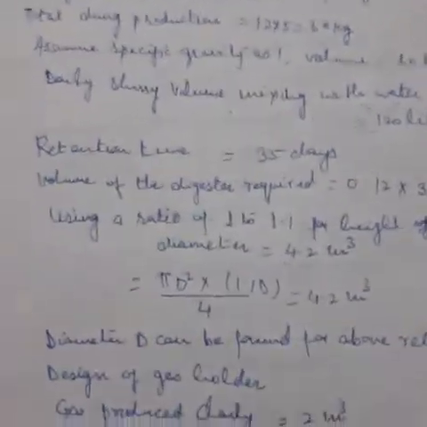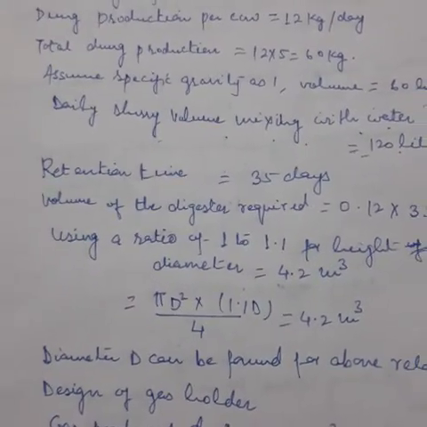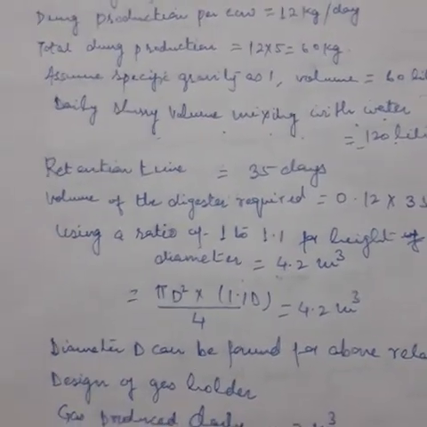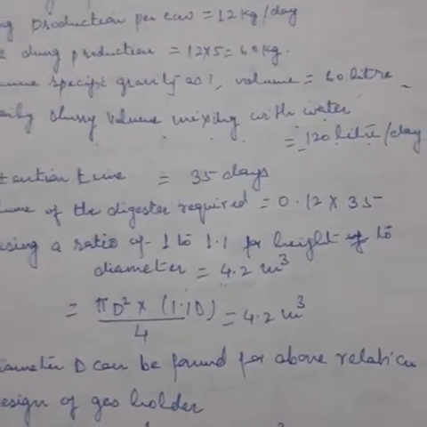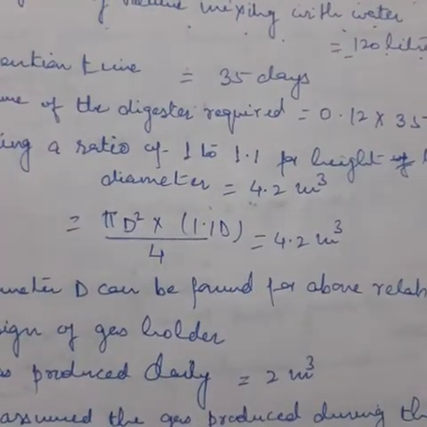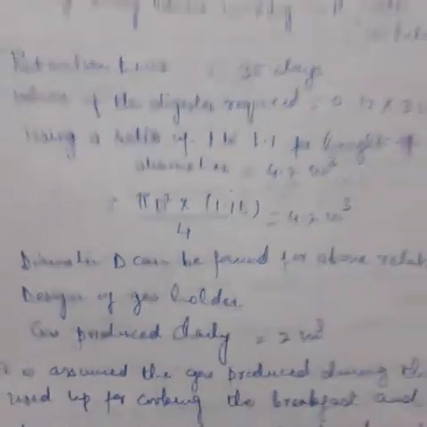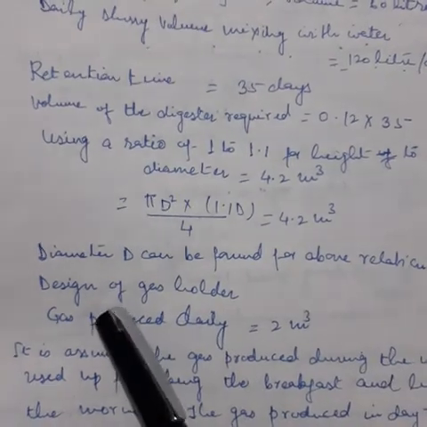To calculate the total volume of the digester, that is equal to the area into its height, and this is in terms of the ratio of how much gas is required, which depends upon its diameter. So pi d square by 4 into its height, that is 1.1 d, is equal to 4.2 meter. Diameter d can be found from the above relation.